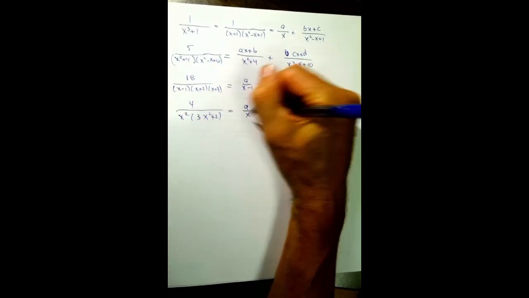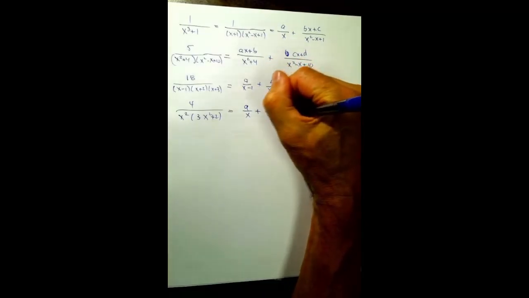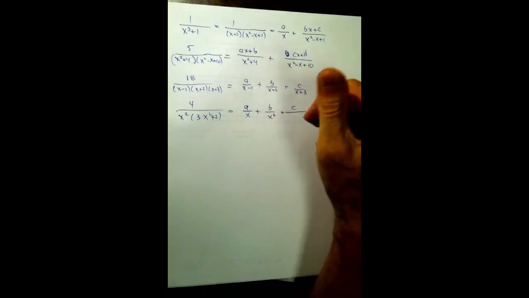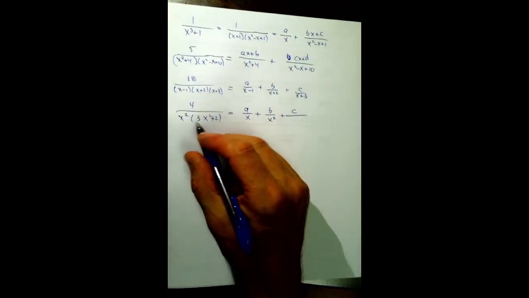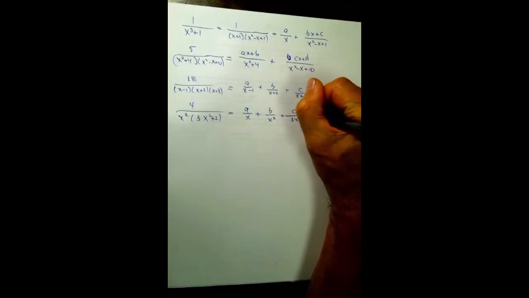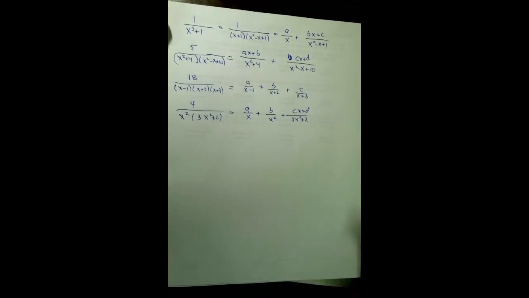If you see something that looks like 4 over x squared times 3x plus 2, you should be able to factor this to a over x plus b over x squared plus c over, okay, I can't factor that without complex numbers. So that's going to be cx plus d over 3x squared plus 2.